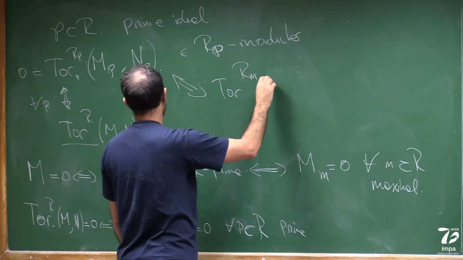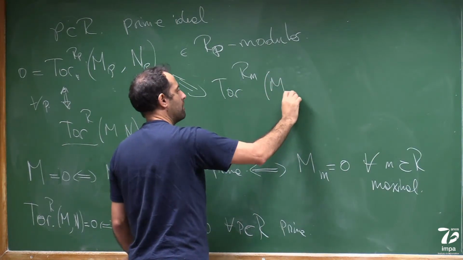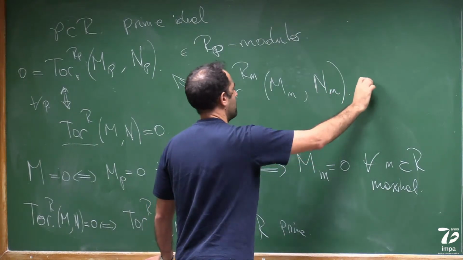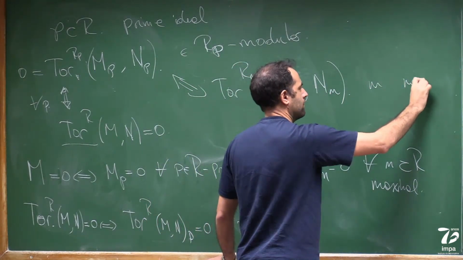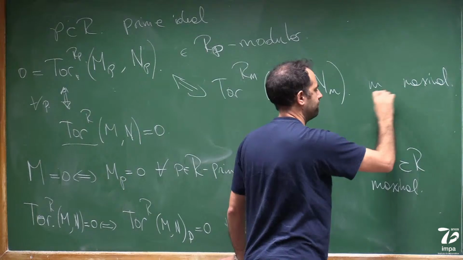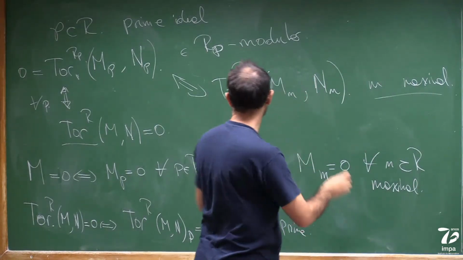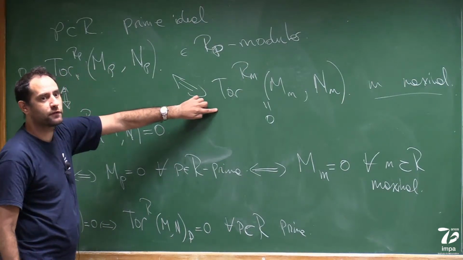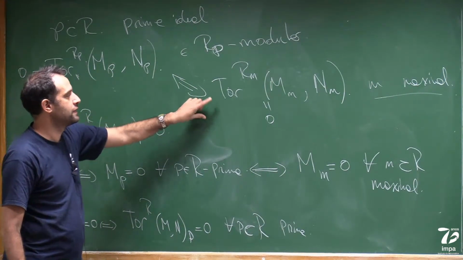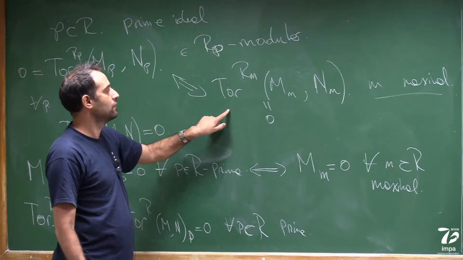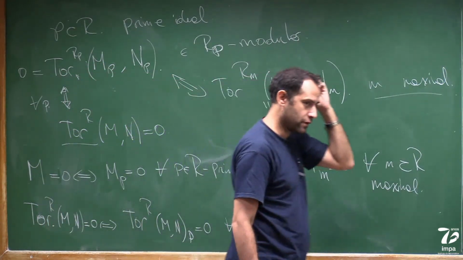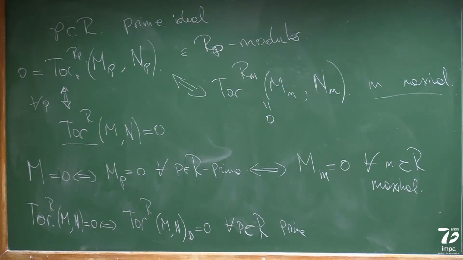So this is now a local ring. Tor Rm Mn for m maximal is 0 for every m. So I can check that at each closed point of the spectrum of R, these Tors are 0, then the original Tor was 0. And I don't need to check about higher dimensional points in the spectrum of R.